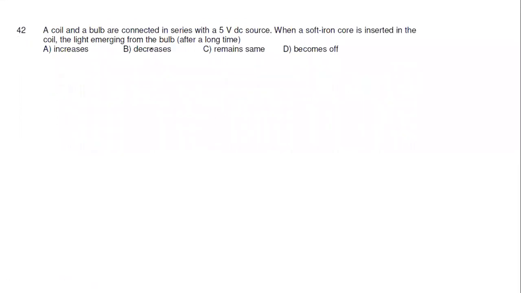Okay, this is, I think, a simple question. Inserted in the coil. So what you're saying here is something like this. If we visualize the circuit, it is like this. There's a bulb. A bulb is nothing but a resistance. And there's an inductor.